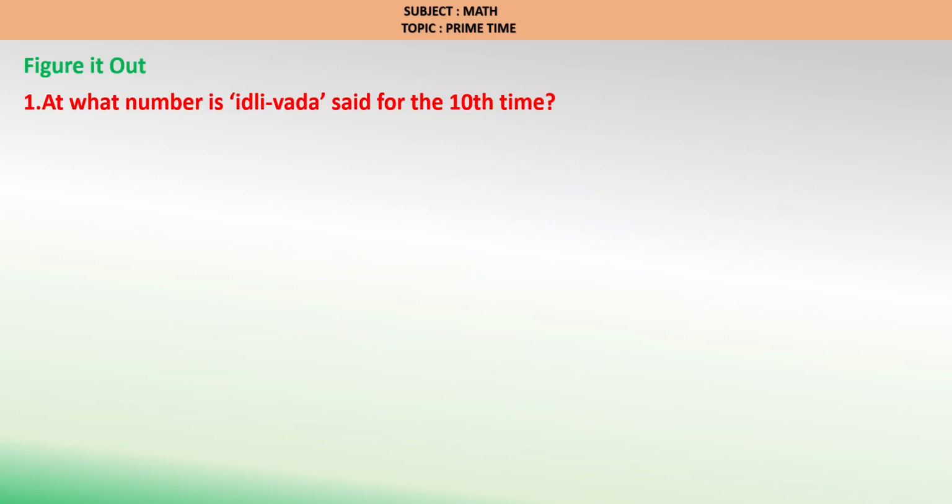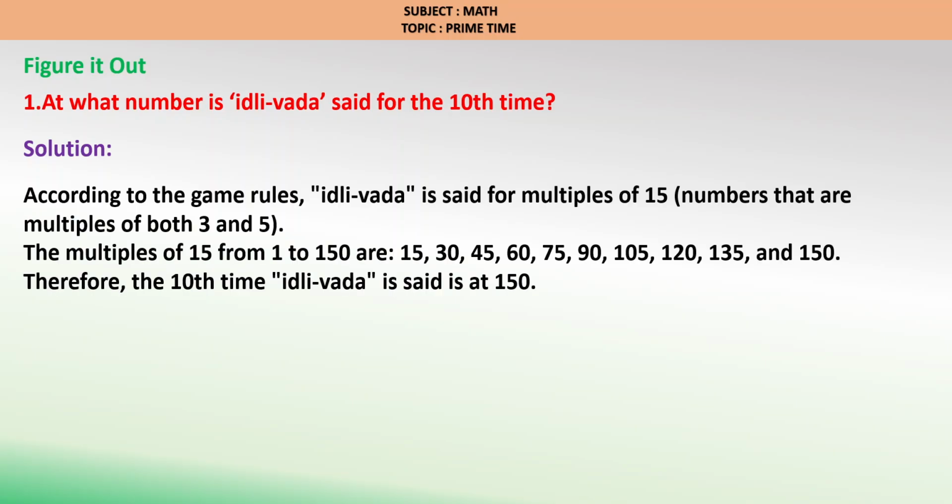Let us see a question, figure it out. At what number is idli-vada said for the 10th time? Solution. According to the game rules, idli-vada is said for multiples of 15. So these are numbers that are multiples of both 3 and 5. The multiples of 15 from 1 to 150 are 15, 30 and so on up to 150. Therefore, the 10th time idli-vada is said is at 150.